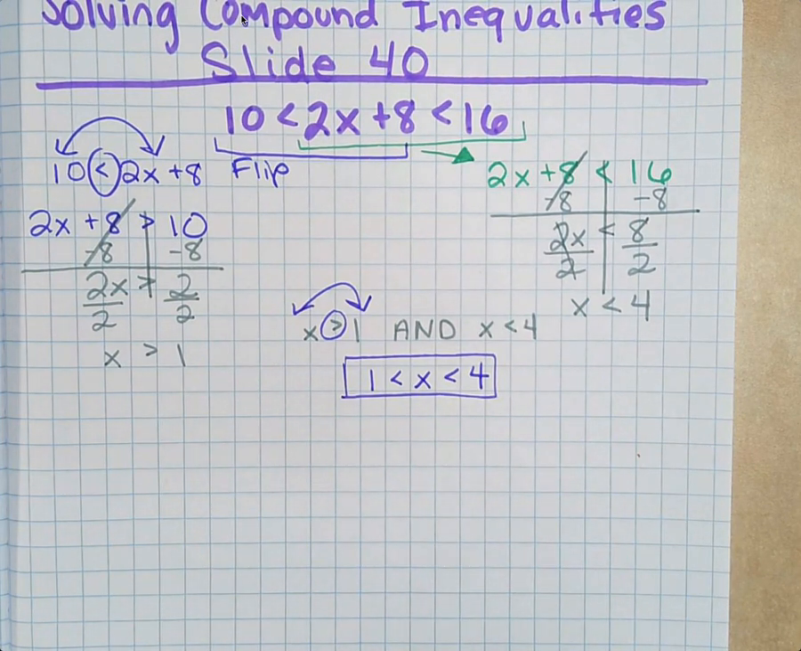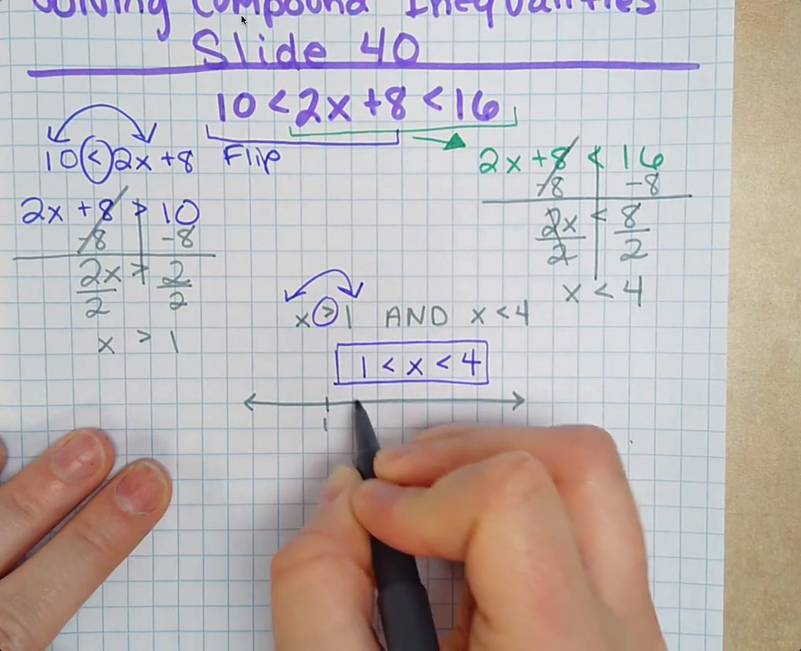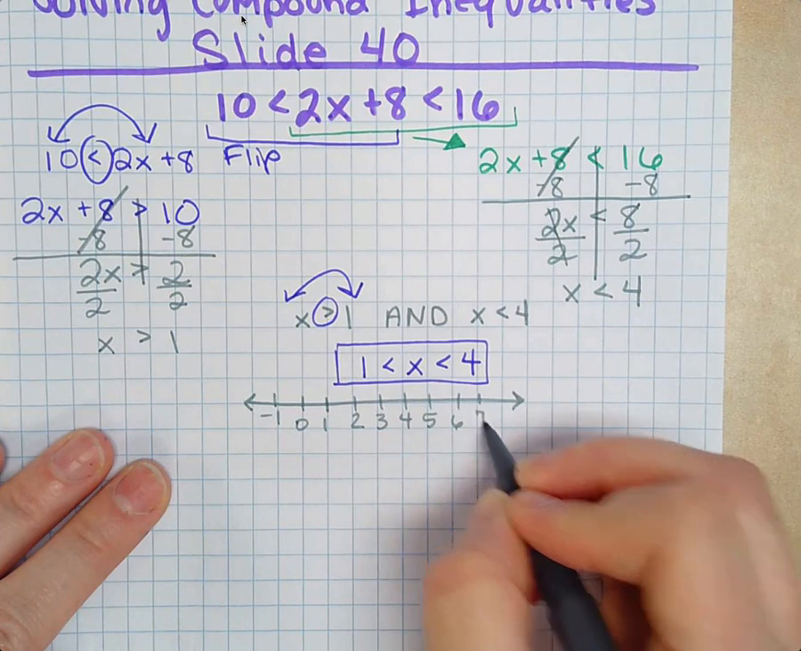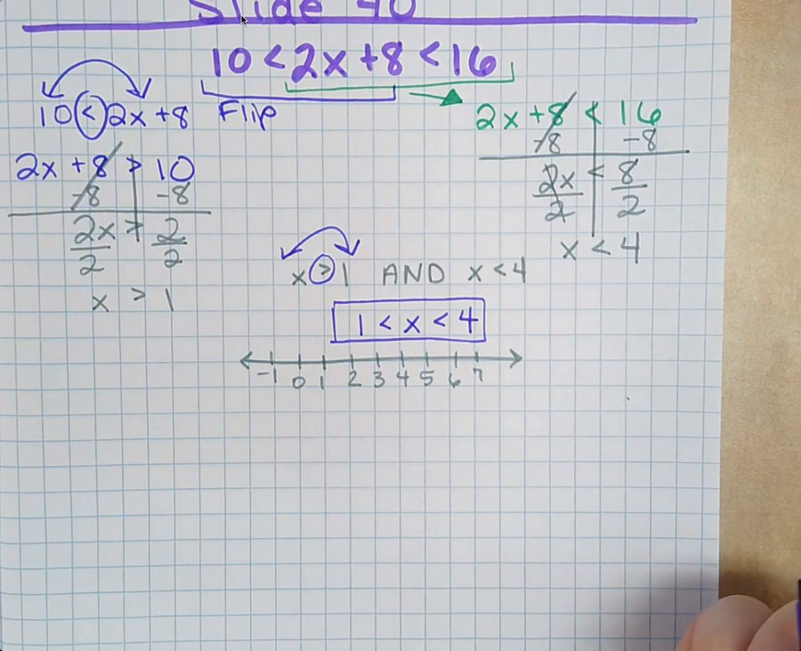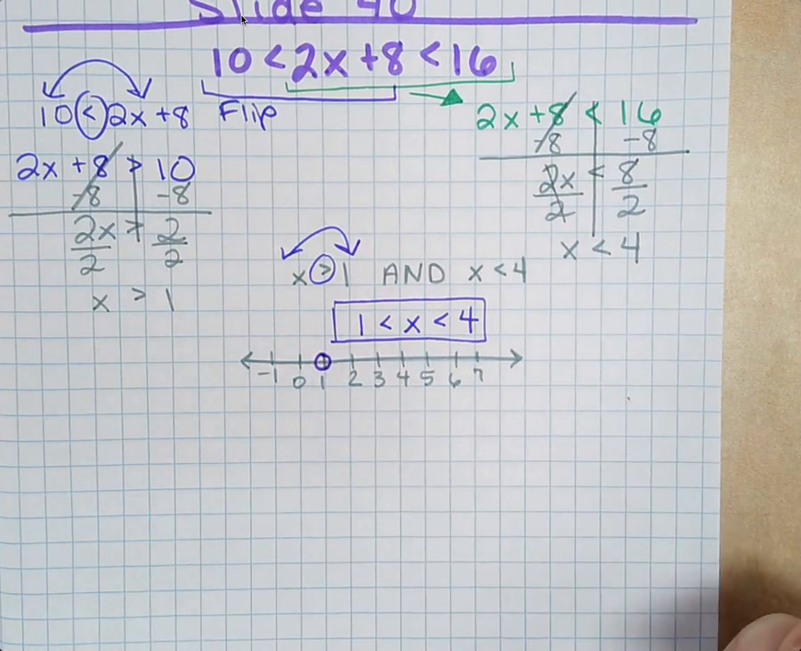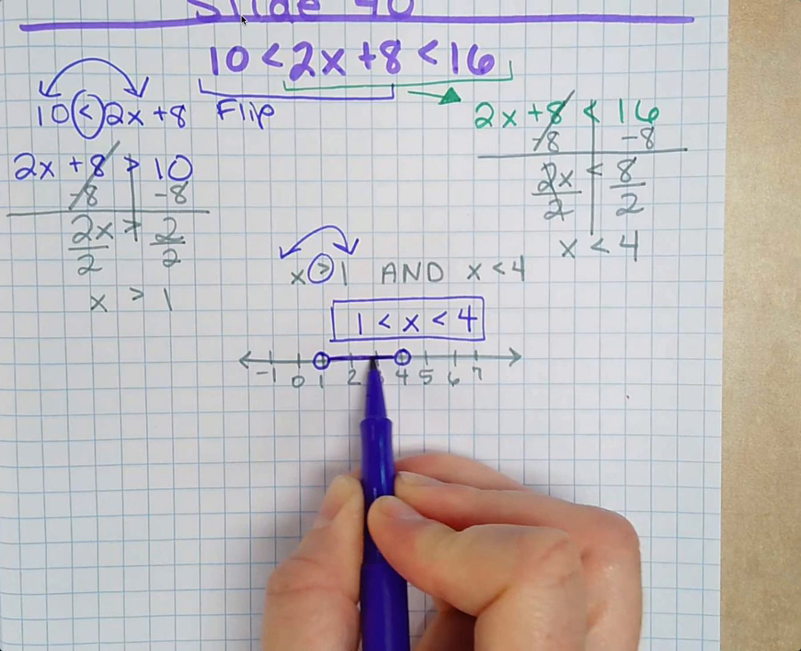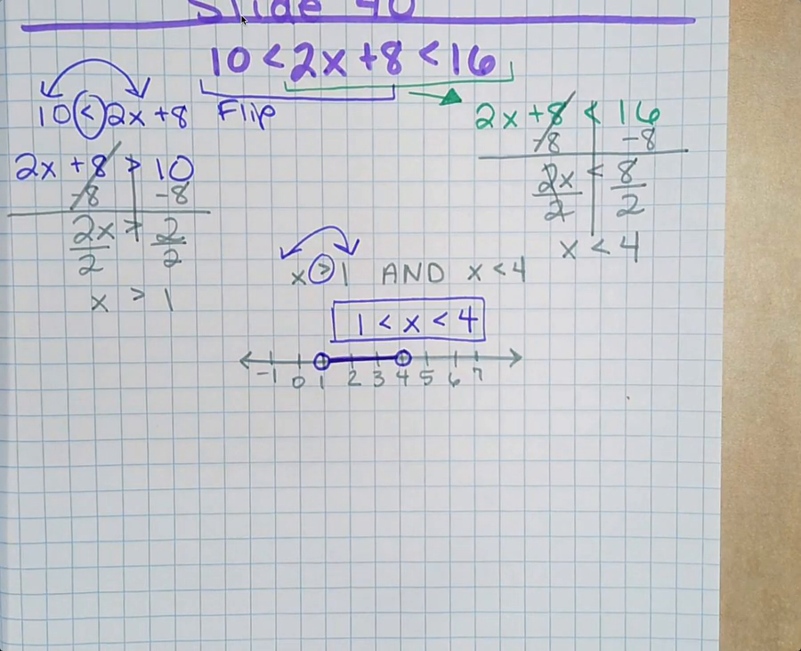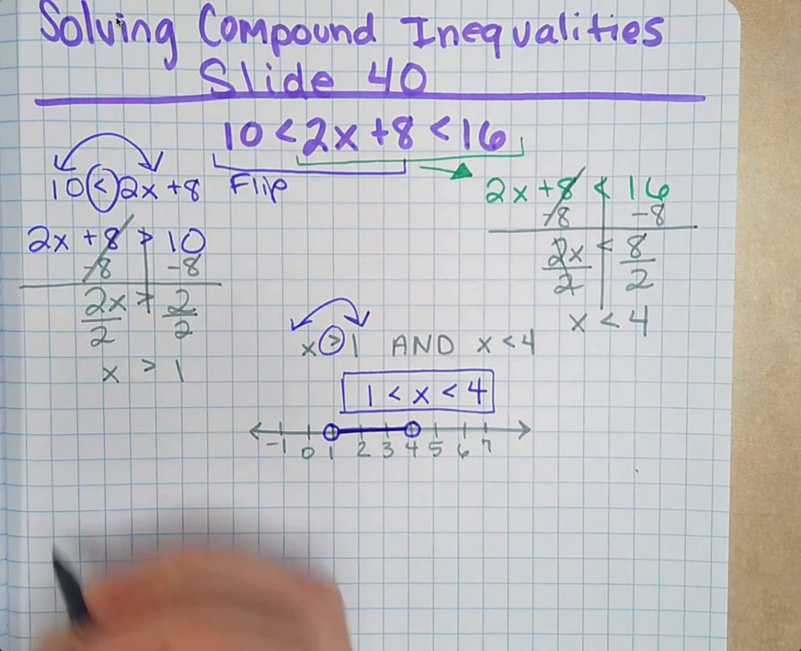So let's go ahead and do the number line. Okay, so it'll be an open circle on 1, open circle on 4, and it's an and, so it's everything between. Okay, so this was method 1.